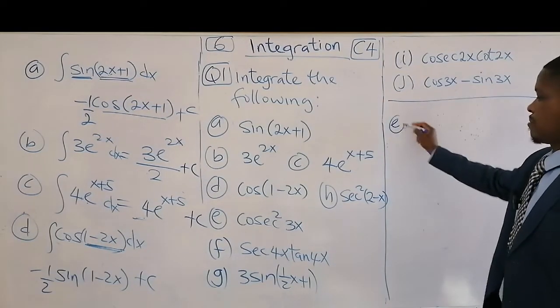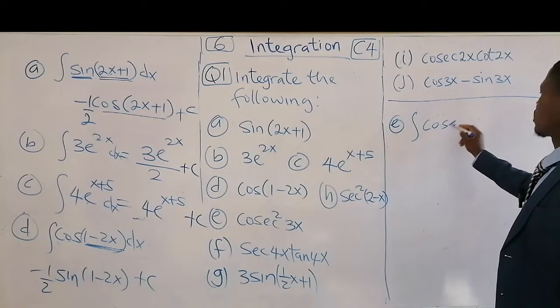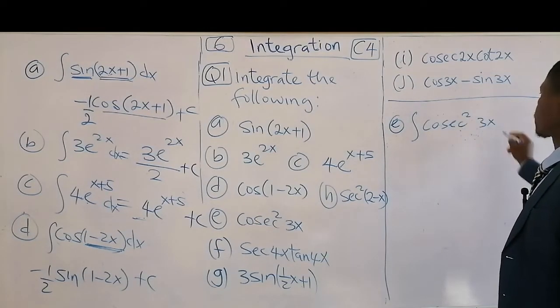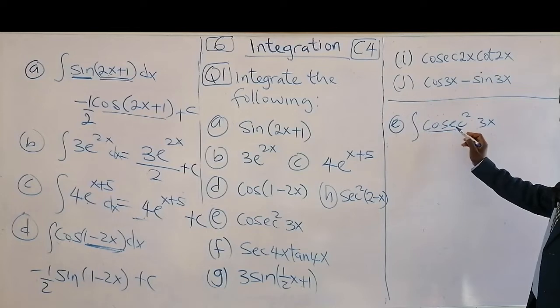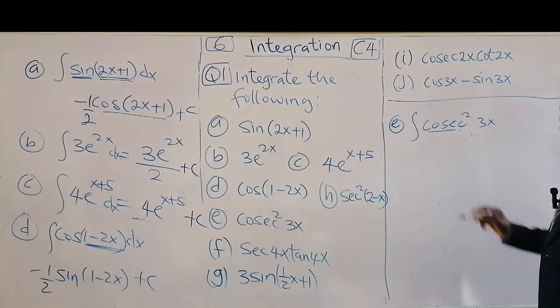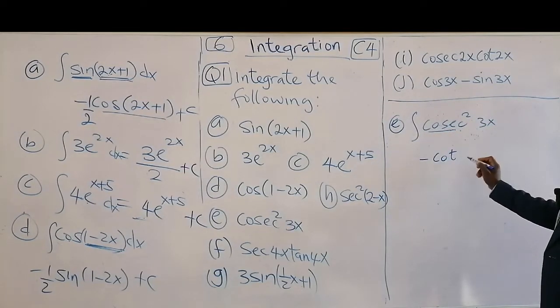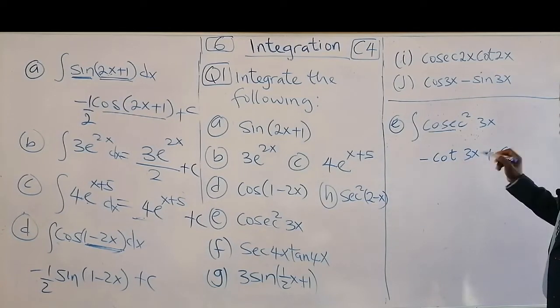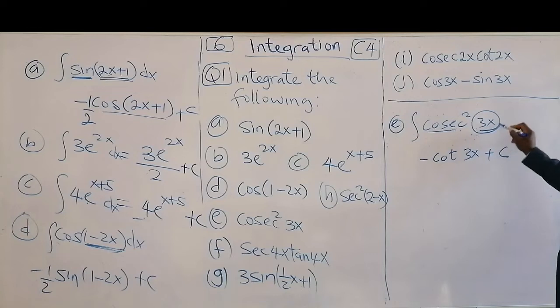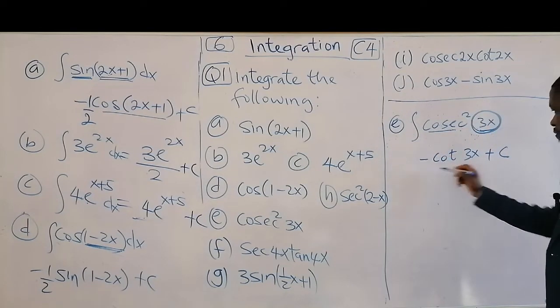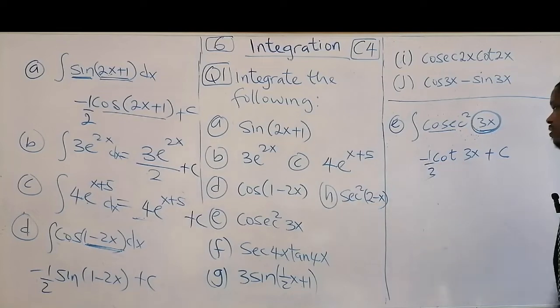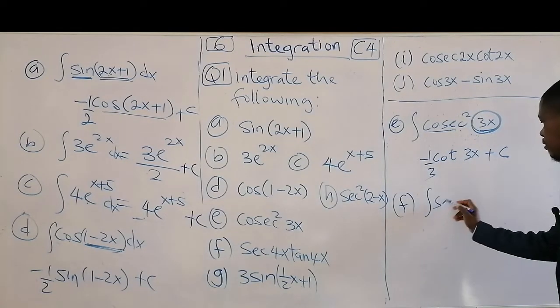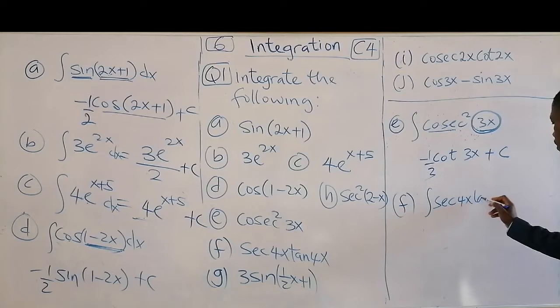For e, integral of cosec squared 3x. Very simple. What's the integral of cosec squared? That's minus cot of the function, plus c. Then you now check what is the derivative of this function. That is 3. You divide by 3. Over 3. f, integral of sec 4x times 4x.